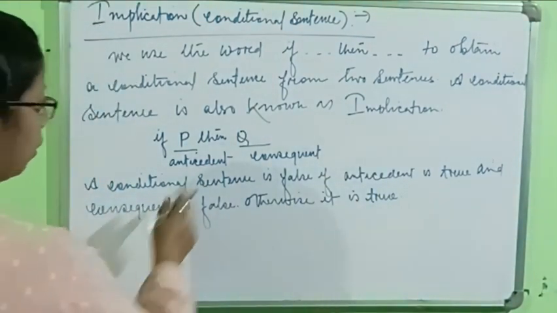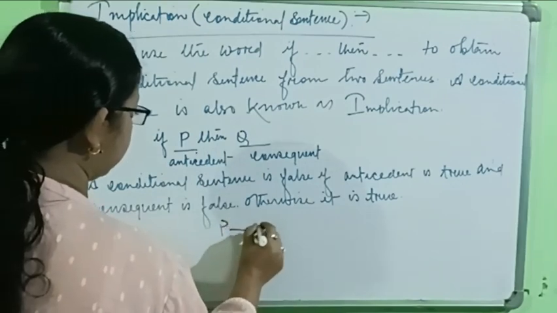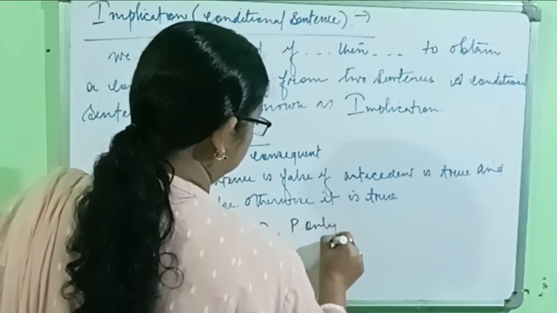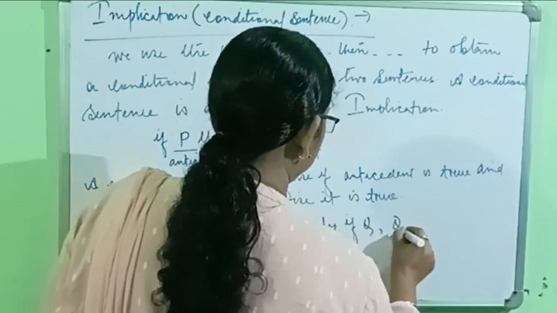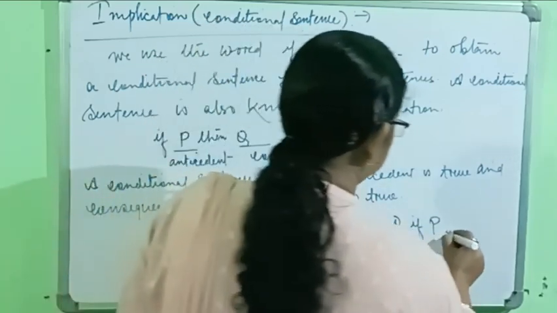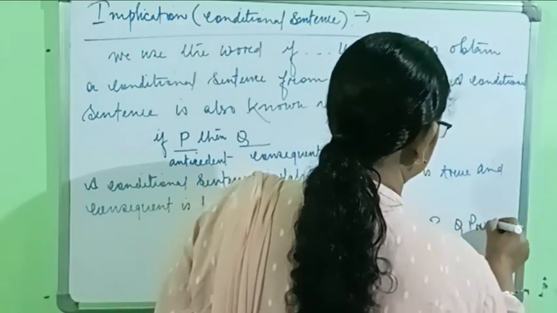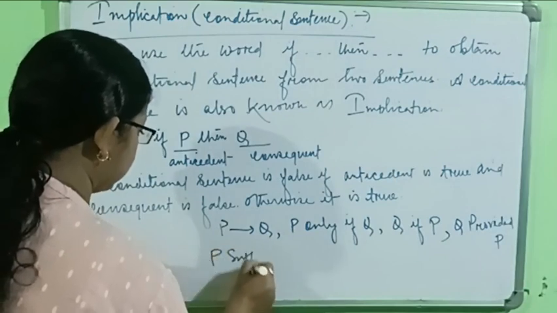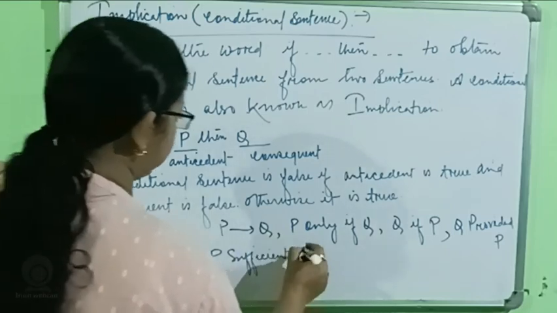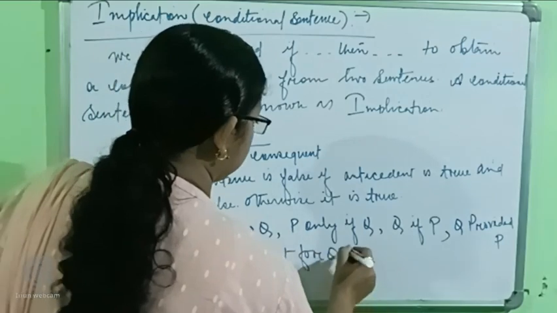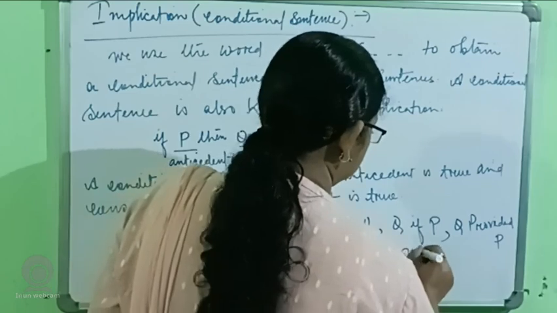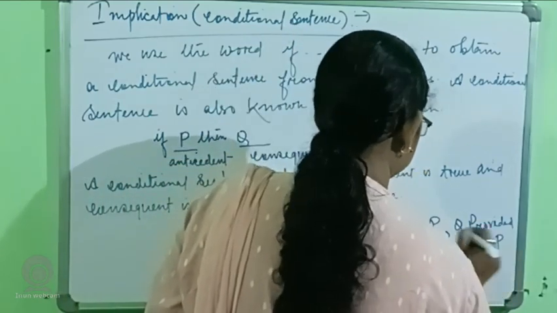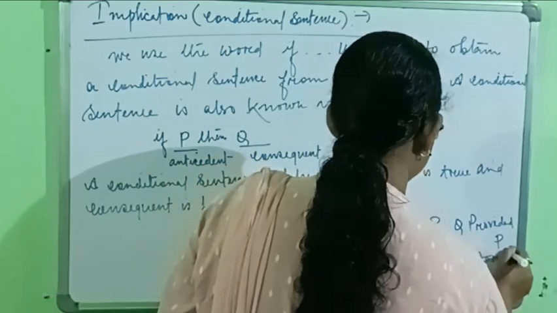Now, if P and Q are two sentences, then their implication is written as P implies Q. P only if Q; Q if P; Q provided P; P is a sufficient condition for Q; Q is a necessary condition for P. These are all equivalent ways to denote P implies Q.